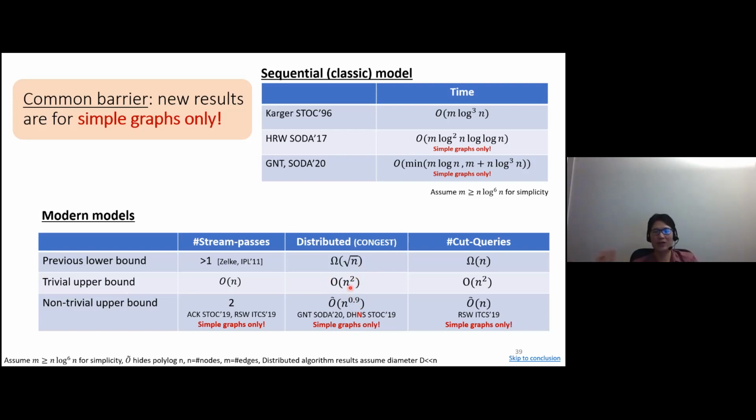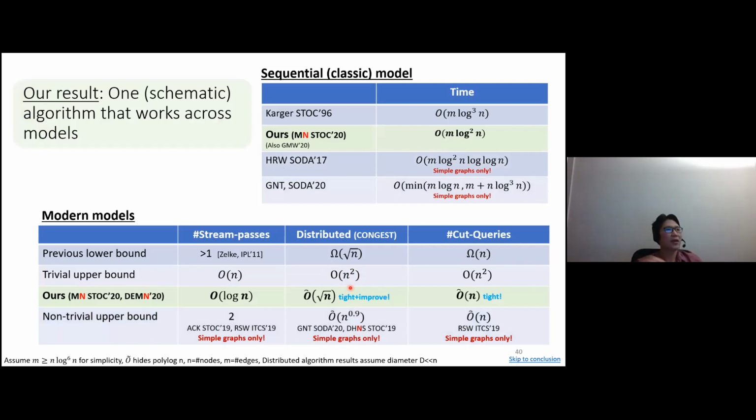And then another one is cut query, which I'm not going to touch. So, any question about previous work, by the way? If not, then what we could achieve is, first of all, our focus is on modern models of computation. We could get log n passes for streaming. This is probably the best you can get, but at least it's much better than n. And in the distributed setting, we now have root n running time, and this is tight when you look at this lower bound here, and it even improves the previous result that assumed the graph is simple.